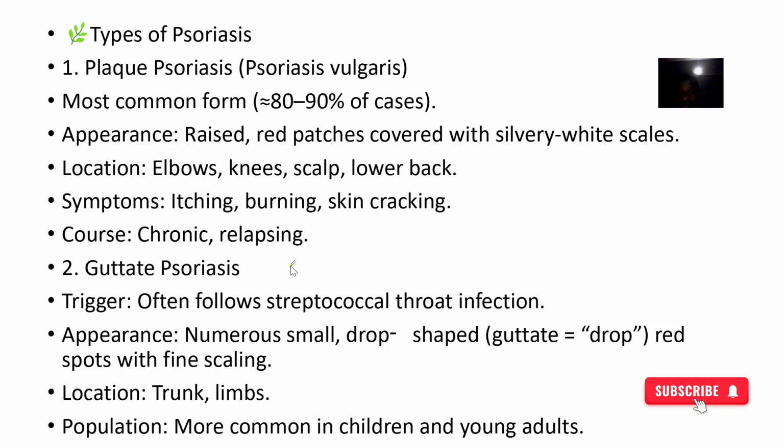So the appearance is raised, red patches covered with silvery-white scales. The location is usually the elbows, the knees, the scalp, the lower back. It can be itchy, cause burning, and cause skin cracking. It is chronic and relapsing.